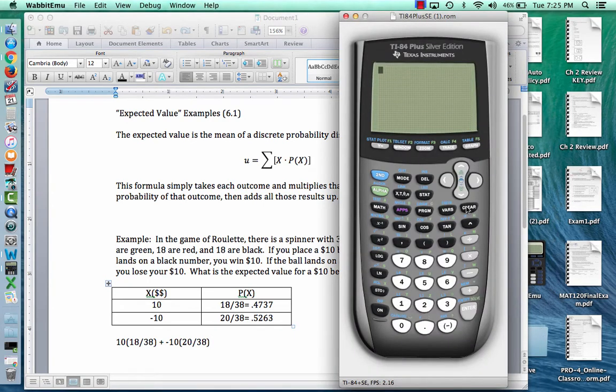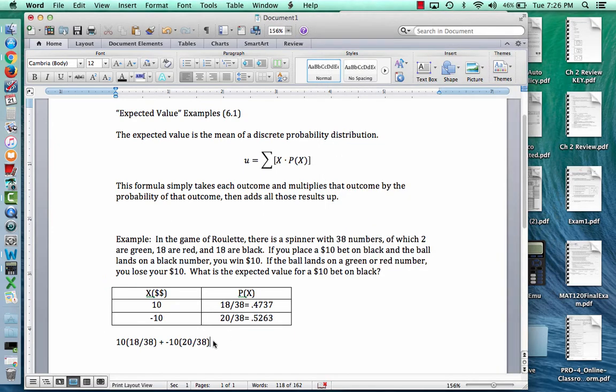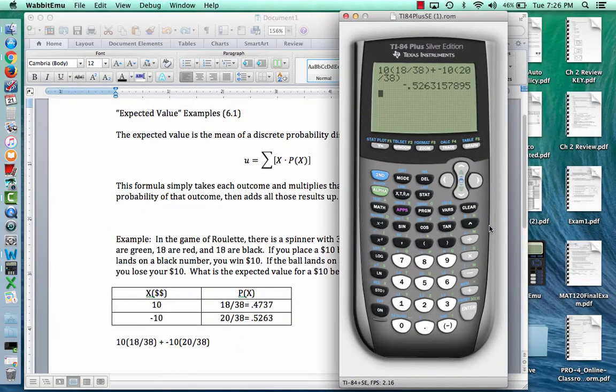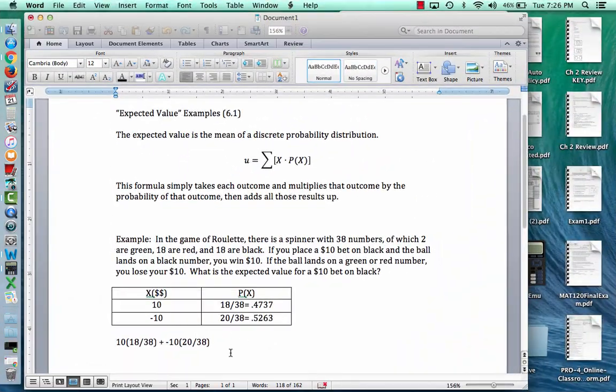Okay, so to do fractions is pretty simple. I'm going to do 10 times parenthesis 18 divided by 38. And then I'm going to add that to negative 10. If I lose $10, there's a 20 divided by 38 chance that I'm going to lose $10. And I press enter. And notice that, remember, this represents money. So my expected value is negative 53 cents.